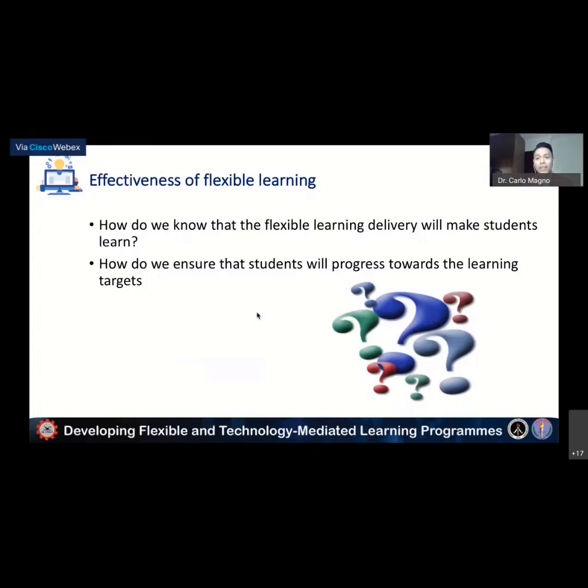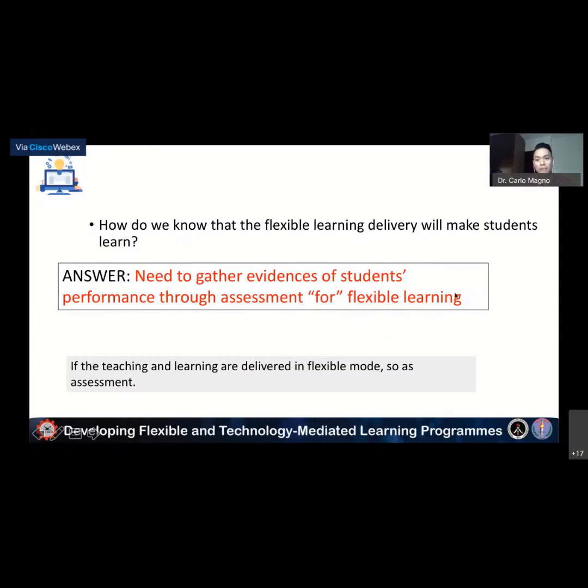And the effectivity of looking into these plans is how do we translate these policies, practices, and initiatives into student performance. Therefore, we need to look at how flexible learning actually optimizes student performance, especially inside the classroom and in various learning delivery modes. The answer to this particular question is simple. If we want to know whether flexible learning delivery will actually make our students learn inside the classroom, we need to continuously gather evidences of student performance through assessment for flexible learning.